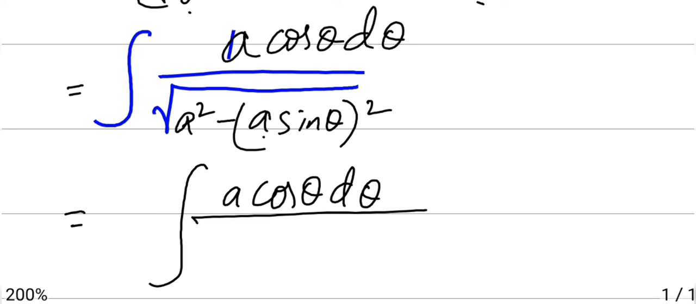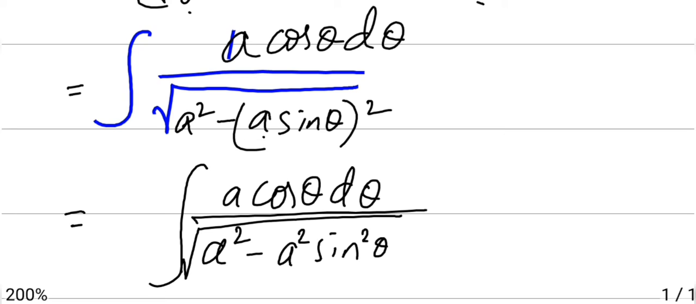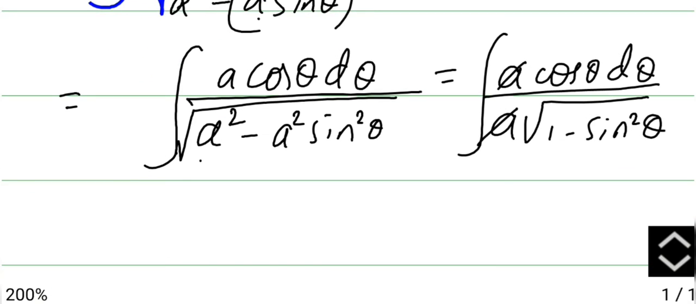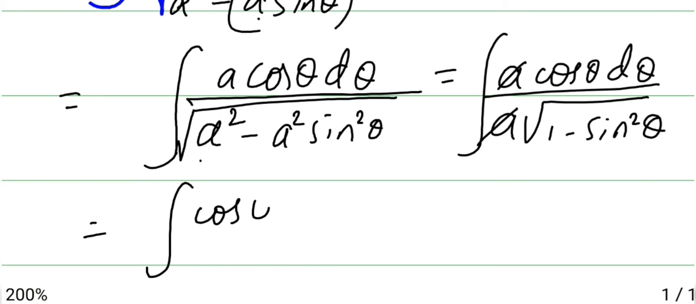take a square common, or you just write one more line: a square minus a square sin square theta under the root. Now you can take a square common. If a square comes out of the root, it becomes a. So this will change as a cos theta d theta divided by a root of 1 minus sin square theta. So this a and a cancel. We get cos theta by root of 1 minus sin square theta d theta.